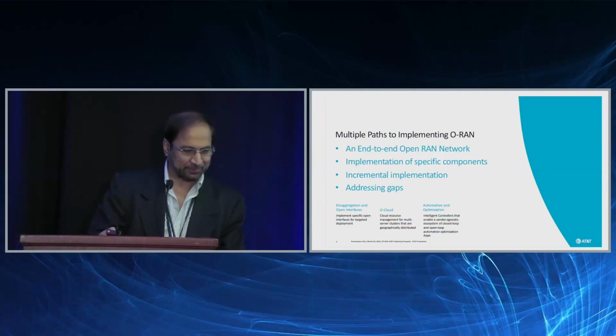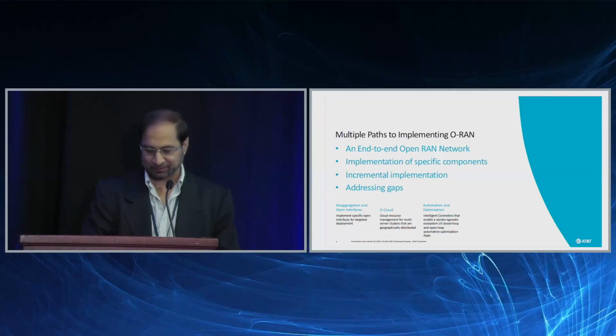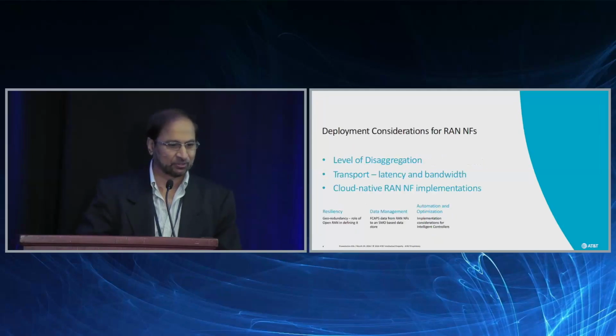Disaggregation, I've covered that. Cloud, I've covered that. And automation optimization, I've covered that. So let's talk about deployment considerations for RAN and NFs. I did touch upon levels of disaggregation because the deployment scenarios need to be considered.